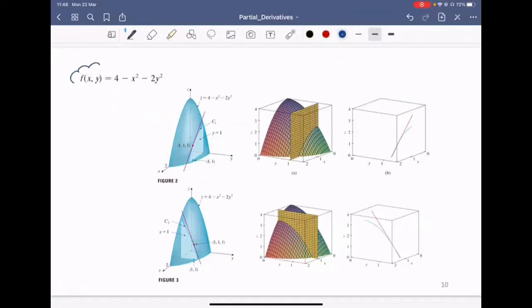When I have f(x,y) equal to 4 minus x squared minus 2y squared, if I graph it, I am going to get this surface. Keep in mind that the graph of a function of 2 variables is going to be a surface. If I graph f(x,y) equal to 4 minus x squared minus 2y squared on the computer, I'm going to get this picture. This is the surface.